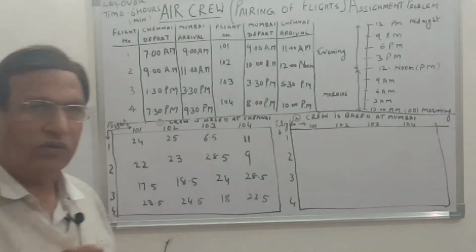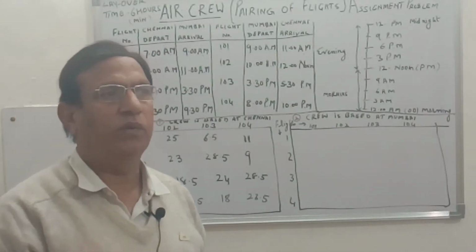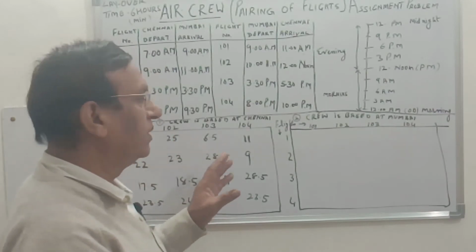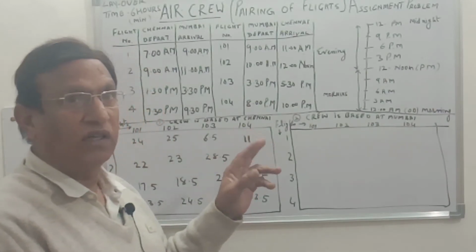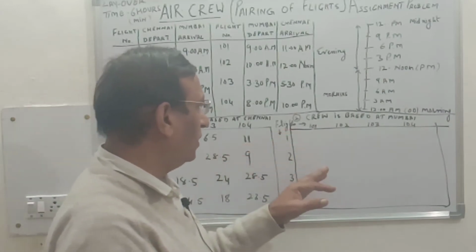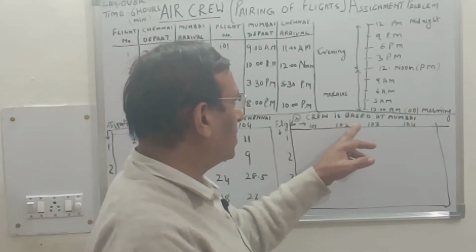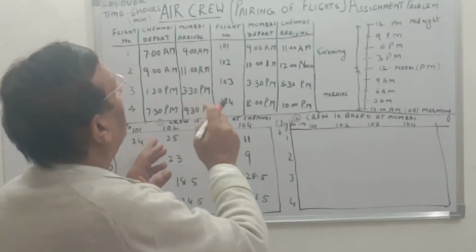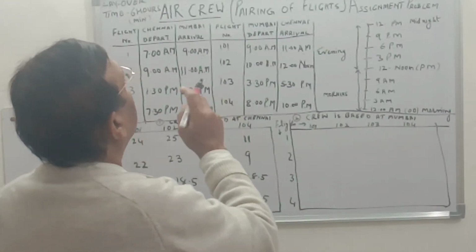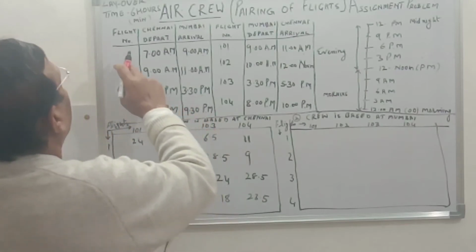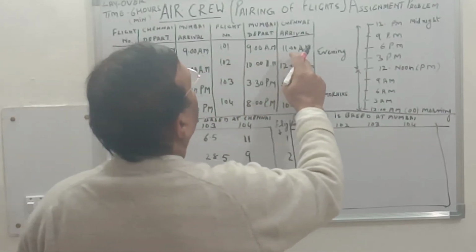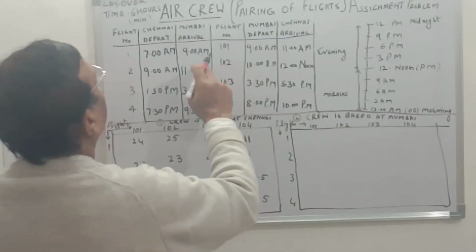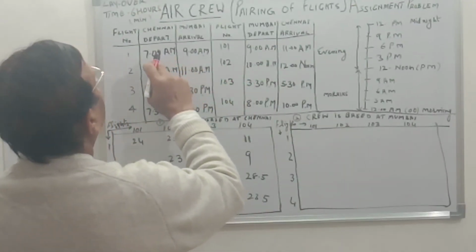This is actually why it is called a typical type of problem. You have to find out the gap between the two flights. Now the second table: crew is based at Mumbai. Then we have to calculate the time gap between arrival and departure at Chennai. The flight number 1 in Chennai arrival is 11 a.m. and it will depart from Chennai at 7 a.m.